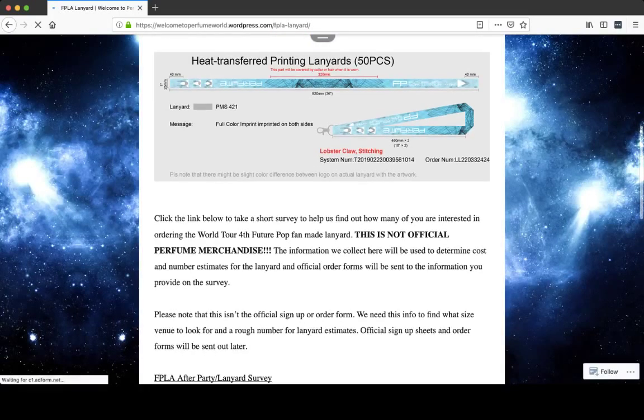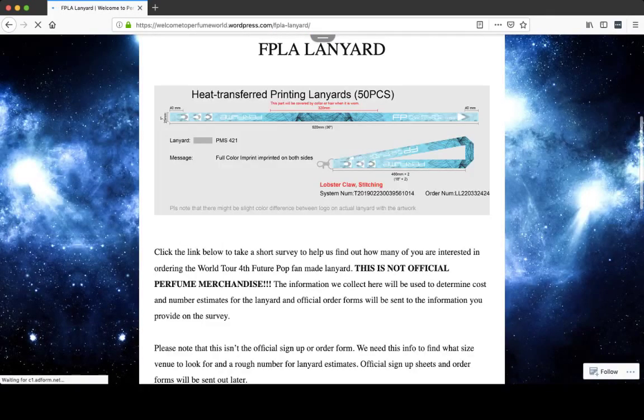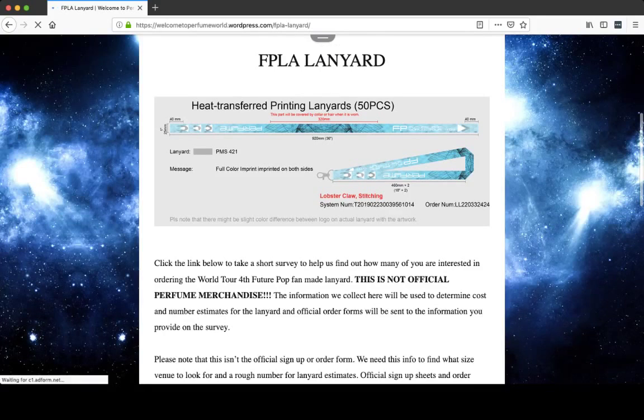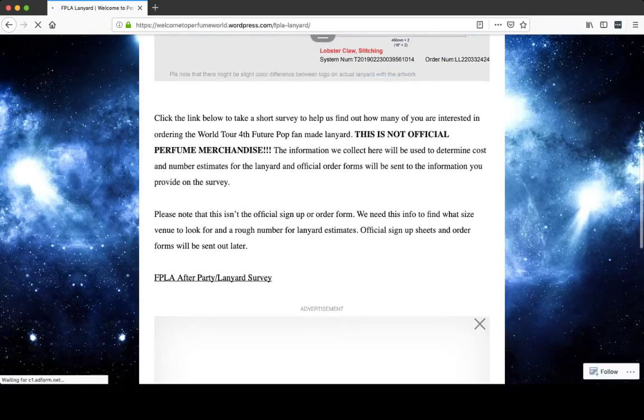So we have, back to the page here, the FPLA lanyard page. I think this is the most complete page that we have so far.